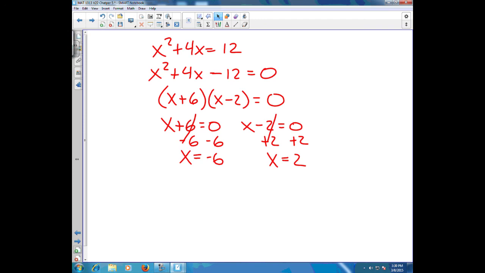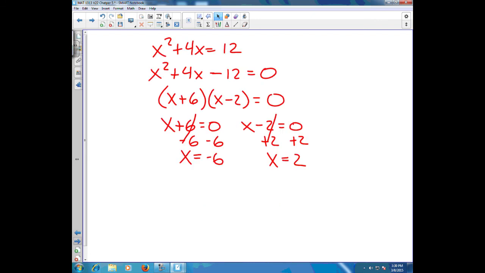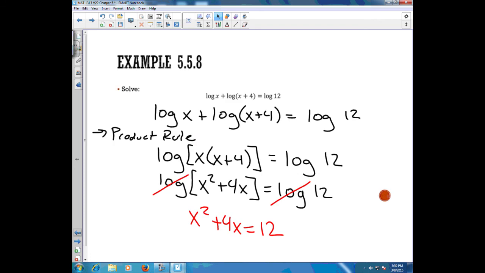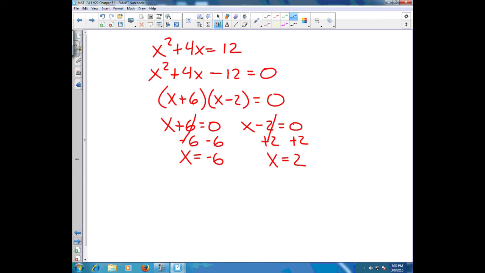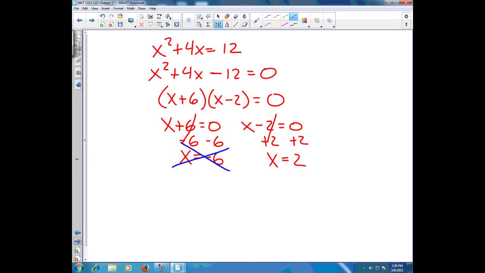Now we just want to go back to the original equation and check and make sure we're not going to take the log of a negative number. Well, if x is negative 6, and we plug it into the first term, immediately we get the log of a negative number. So negative 6 is not okay. If we look at 2, if we plug in positive 2 for each one, then that works. So we'll keep x equals 2.